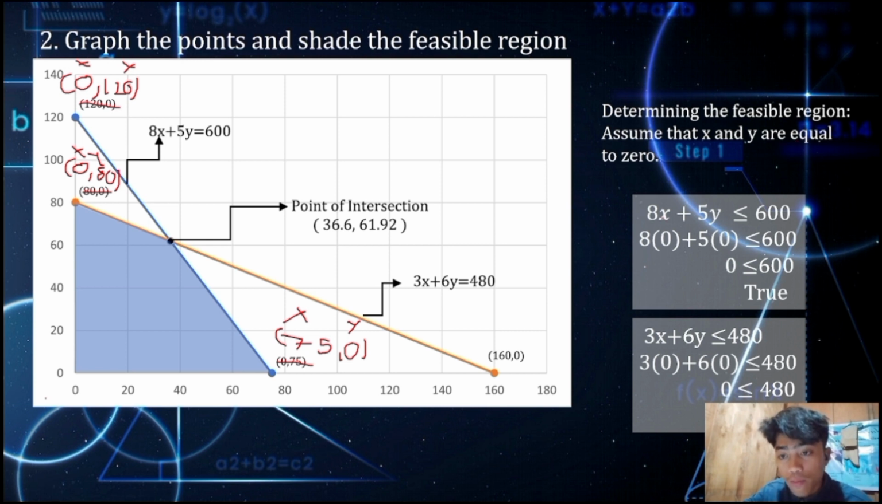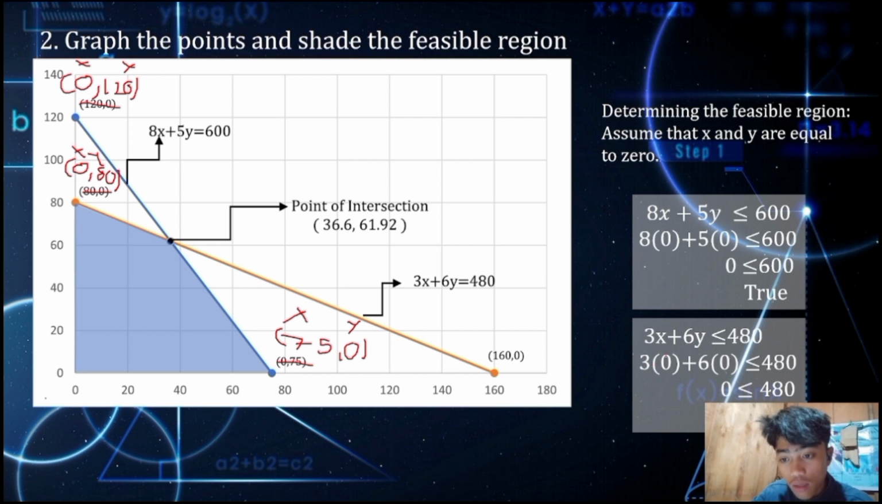So, 8x plus 5y less than or equal to 600. So, 8 parenthesis 0 parenthesis plus 5 parenthesis 0 less than or equal to 600. So, 0 less than or equal to 600 is true. Tama. Totoo. True. 3x plus 6y less than or equal to 480.